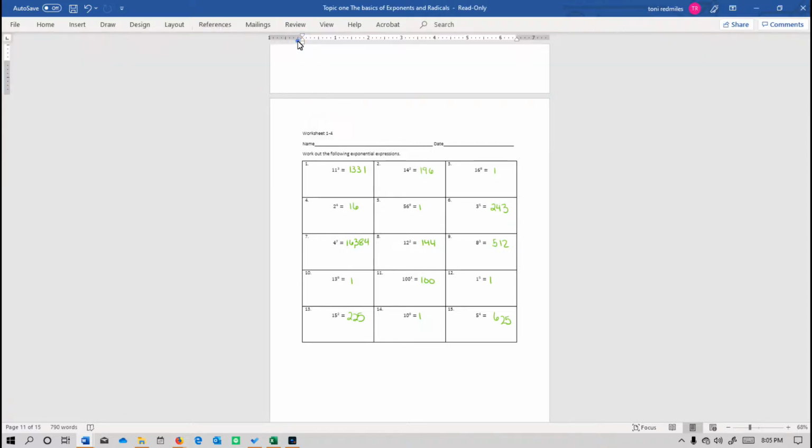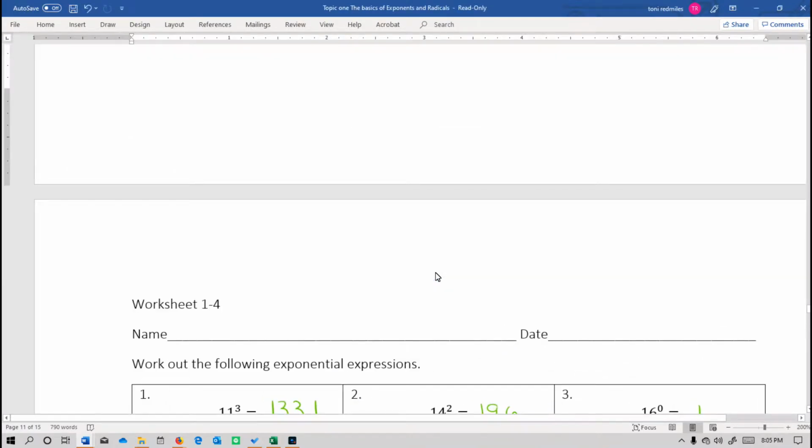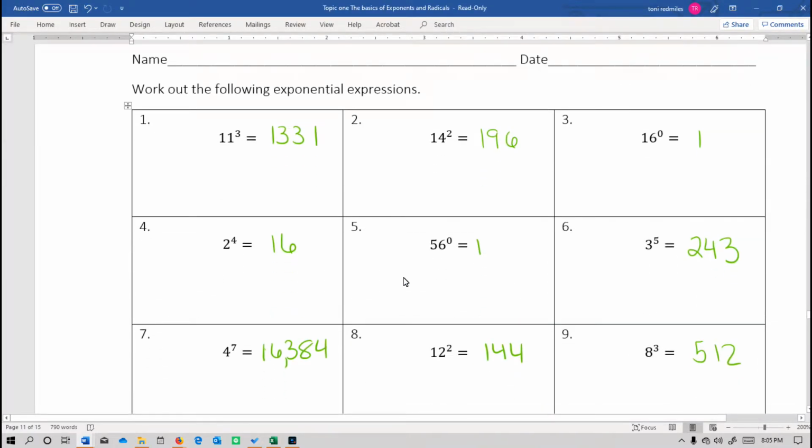I'm going to zoom in and we're going to look at these. Okay, so remember the 11 is the base and the exponent is how many times I'm multiplying it. I should know that 11 times 11 is 121. Then I have to multiply it by another 11.